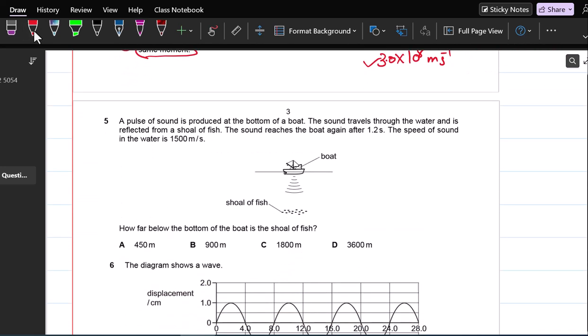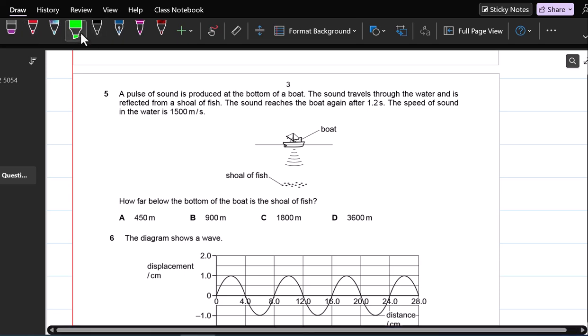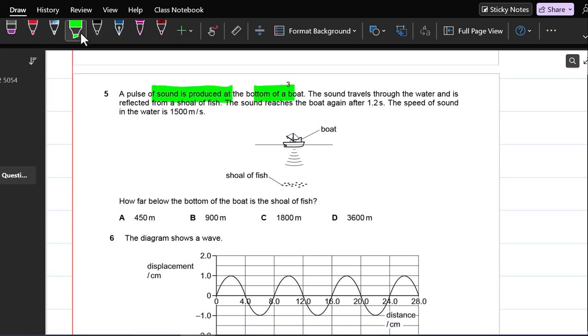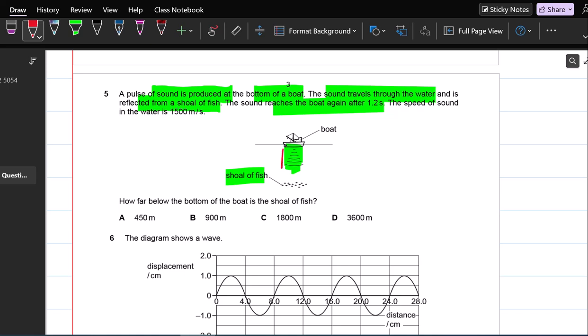Moving to question 5. A pulse of sound is produced at the bottom of a boat. You can see here, the sound travels through the water and is reflected from a shoal of fish. The sound reaches the boat again after 1.2 seconds. So the wave is going and then it reflects back, so the time here is 1.2 seconds. The speed of sound in water is given. You have to remember such typical values of speed of sound in water, gas, and solids.